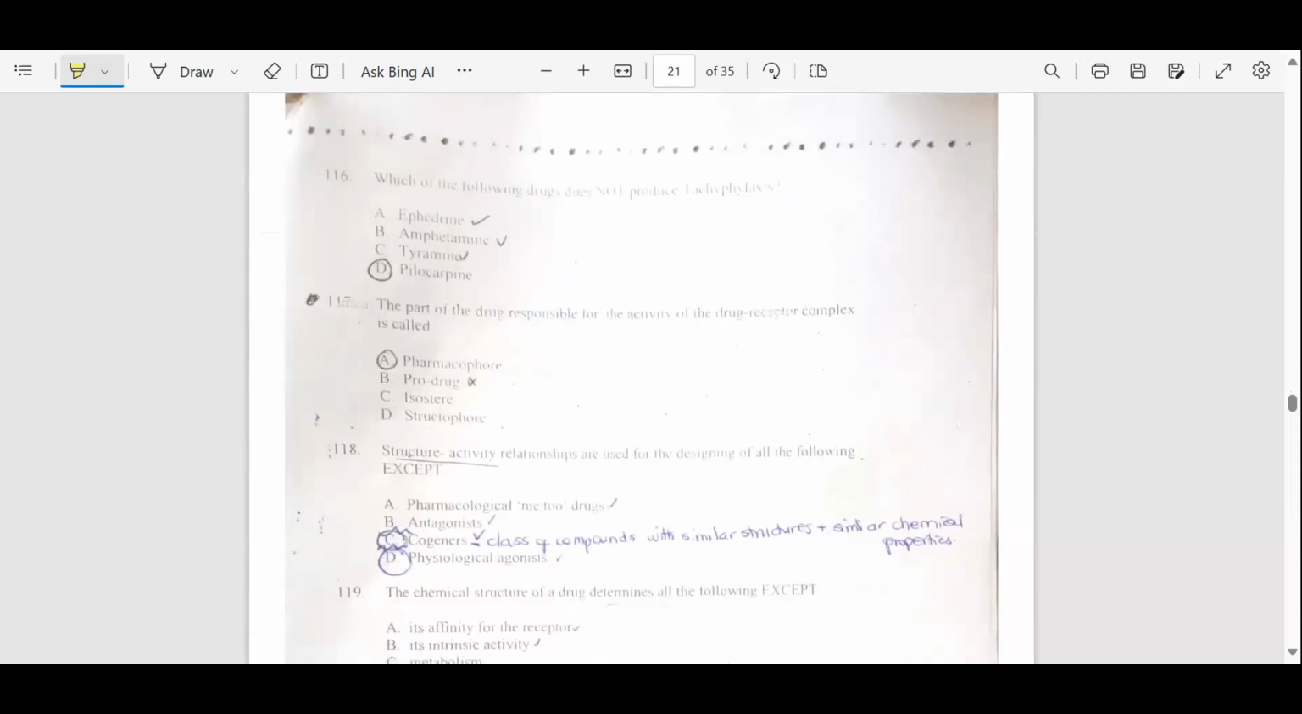Which of the following drugs does not produce tachyphylaxis? So we have, okay, there's a request from someone who flies along the walls using cobwebs. He's asking if we can do a quick overview of biotech, for example vectors, purification, etc.